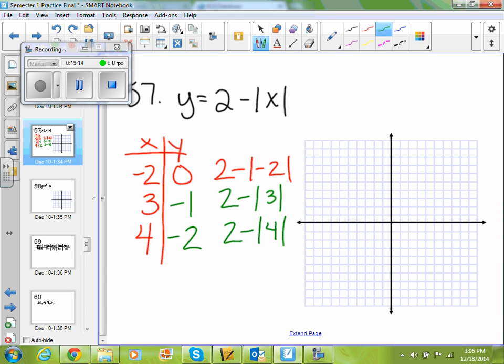So I get negative 2, 0, so back 2, up 0. 3, negative 1, so over 3, down 1. And 4, negative 2, so over 4, down 2. That's kind of a funky looking graph. Alright, so then do I connect my points? Okay, so I'm going to have something that looks like that.